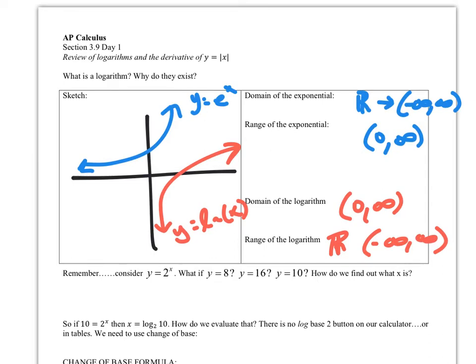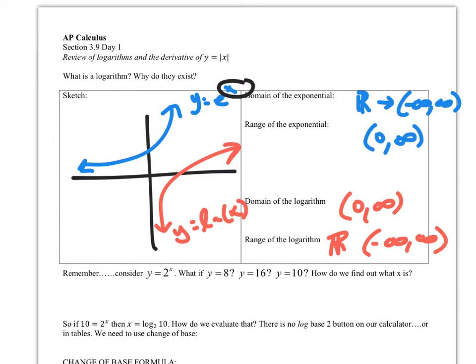So what is a logarithm? A logarithm is actually just an exponent. That's all it is. Why do they exist? So that they can undo exponential functions, allow us to isolate and find the answer for x.